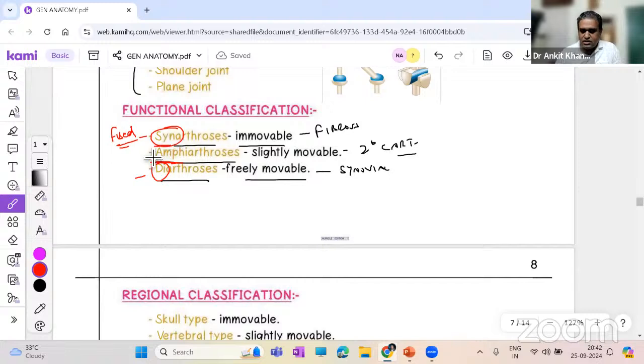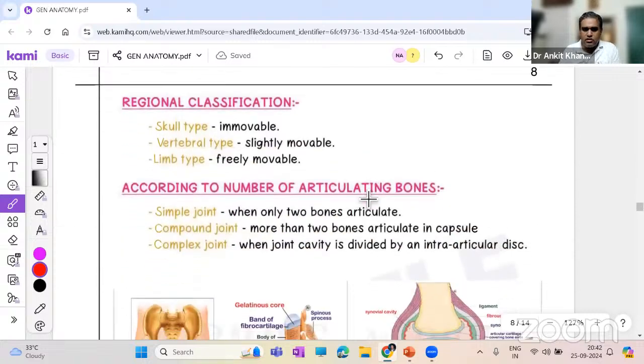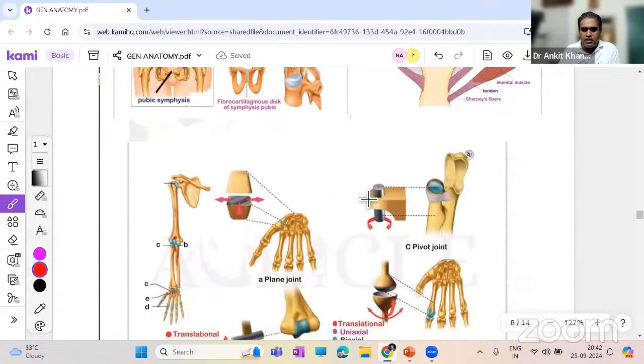So synarthrosis: fused, fibrous. F for fused, F for fibrous. Diarthrosis: separate, fully mobile, synovial. A synovial joint actually has a synovial cavity between them, so they are fully mobile, and amphi is between them. Okay, we'll go through the slides and I'll show you something more. Then there are different classifications, fine.